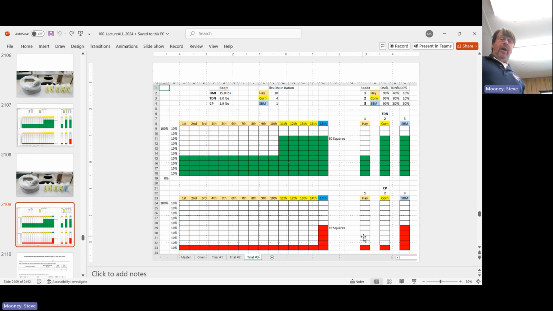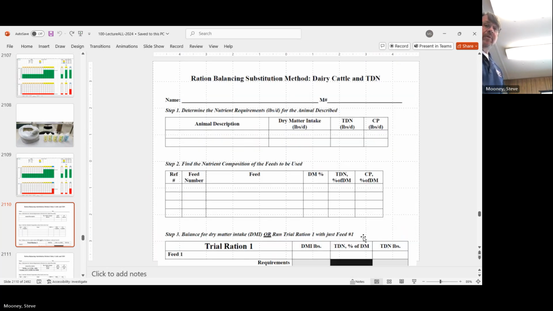That's a visual kind of quantitative presentation. Now we're going to move on to using a ration balancing worksheet. In your packet, you have 2 sets of this form. You also have this form up on Brightspace. So once we start using them in class, we'll print them out front and back.